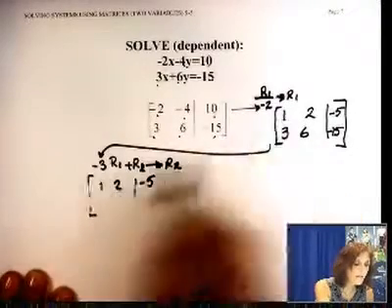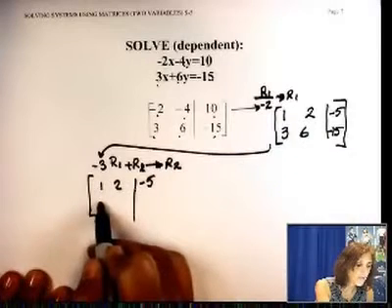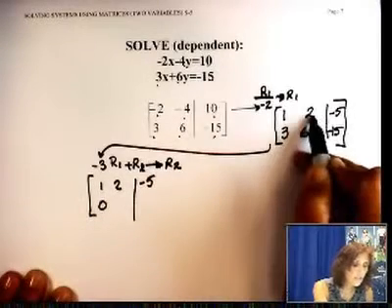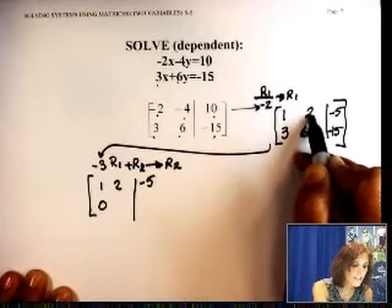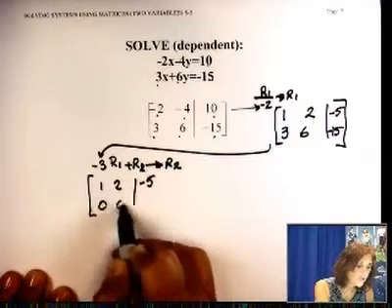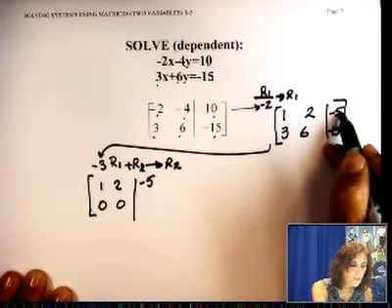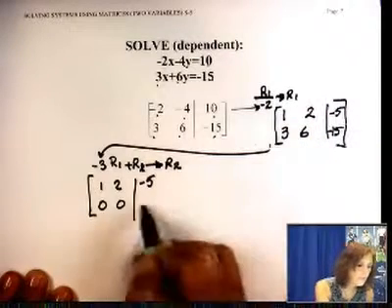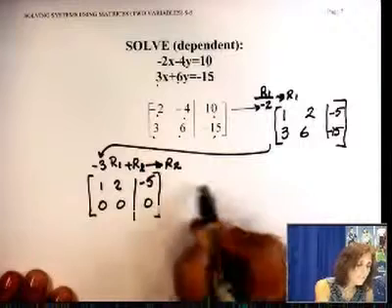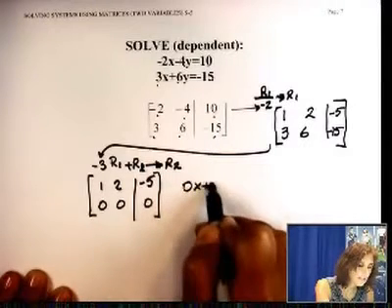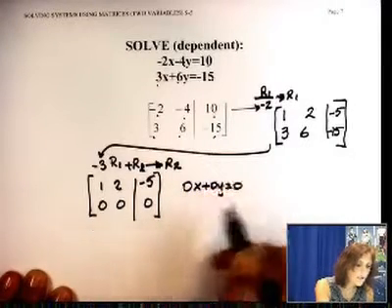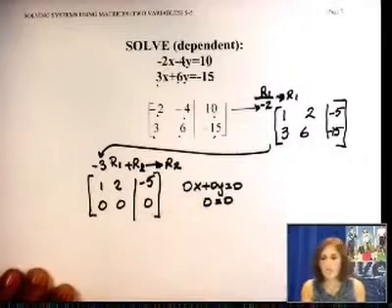So 1 times negative 3 plus 3, so that's going to be 0. So this one is going to be negative 6 plus 6, that's 0 as well. And this one is 15, negative 15, that's 0. What the heck happened? So I have 0x plus 0y equals 0. Is that true? Yeah, that is true.